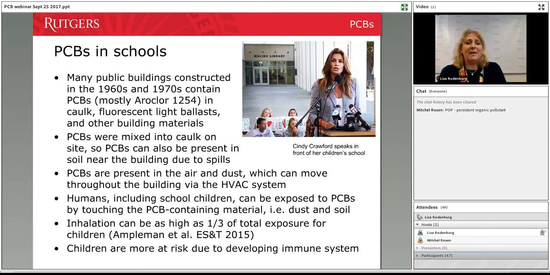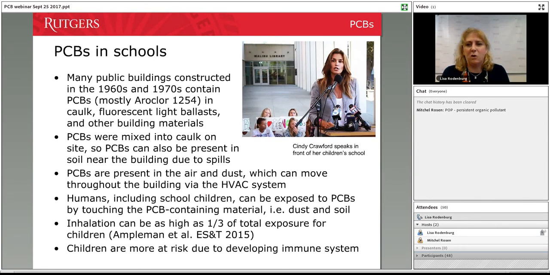So many of the public buildings that were constructed in the 1960s and 1970s had PCBs in their building materials. Mostly this was in the form of Aroclor 1254, although some of the other Aroclors were used as well. And they were in the caulk, especially caulk around windows and between masonry joints. Remember, a lot of these buildings were cinder block, and in between the cinder blocks, they would have a caulk joint, and so that kind of caulk. They're in the fluorescent light ballasts, and sometimes the adhesive that stuck the carpet to the floor, all kinds of these building materials could have PCBs in them.